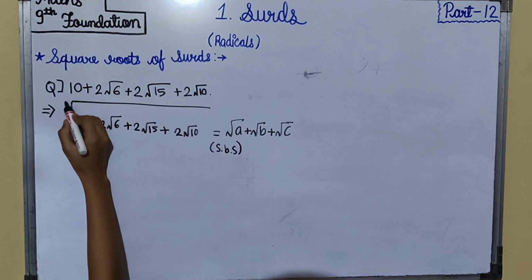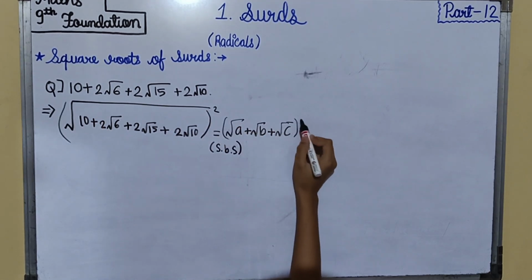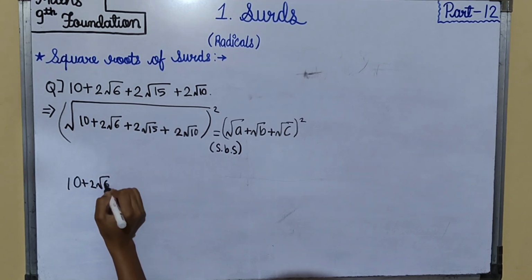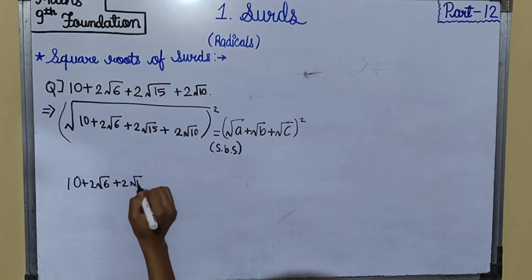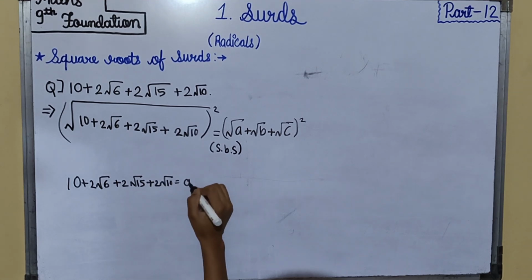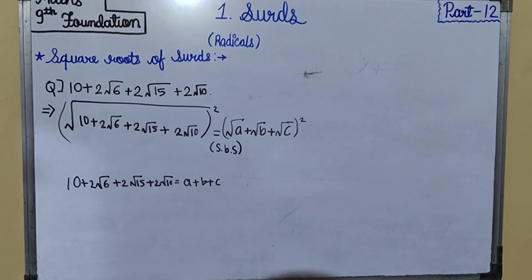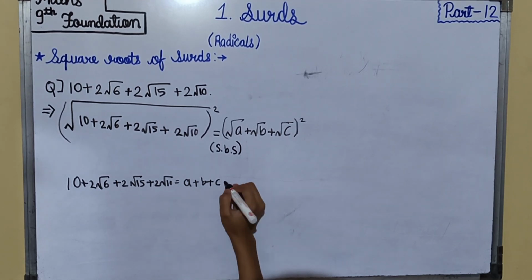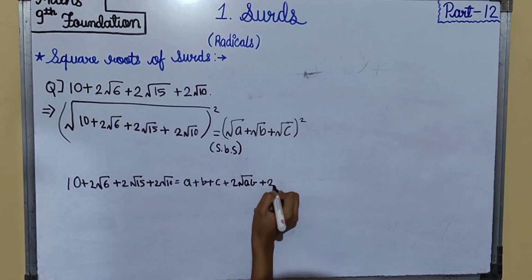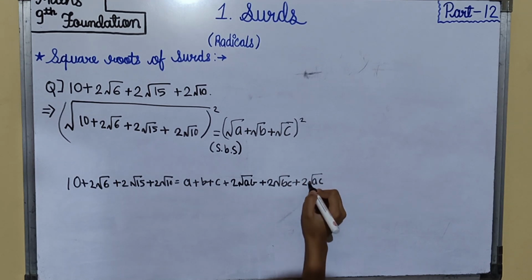This square you have to write in detail. We will get 10 plus 2 root 6 plus 2 root 15 plus 2 root 10 should be equal to a plus b plus c plus 2 root ab plus 2 root bc plus 2 root ac.